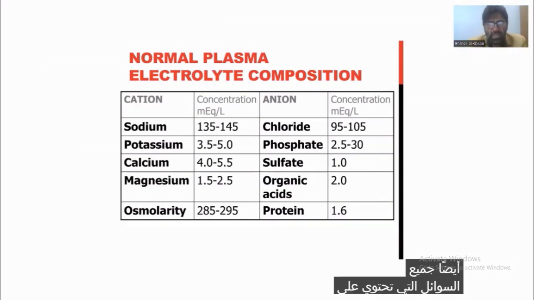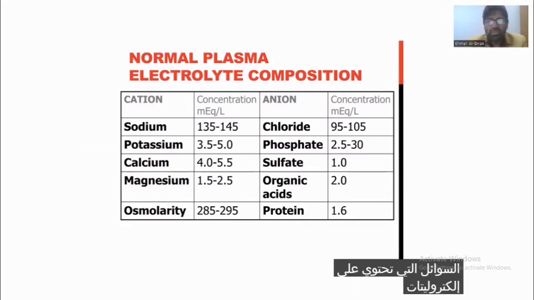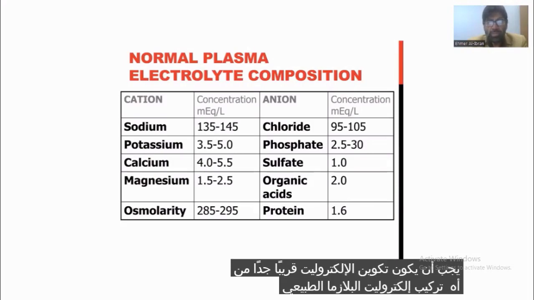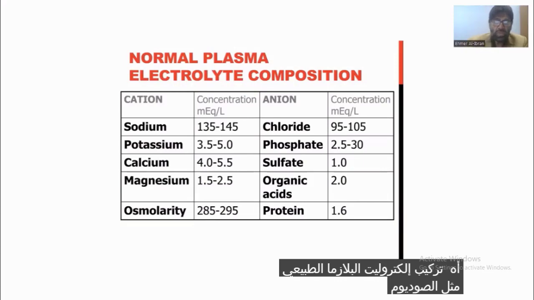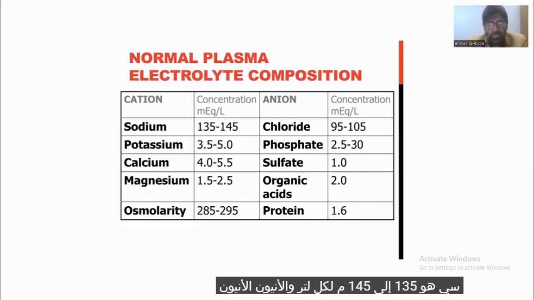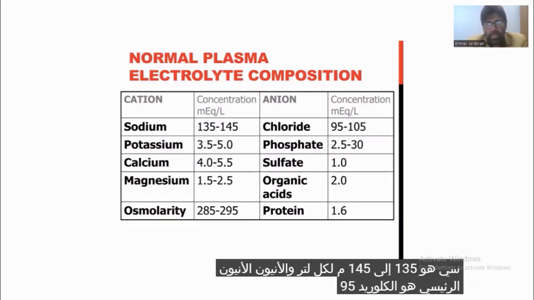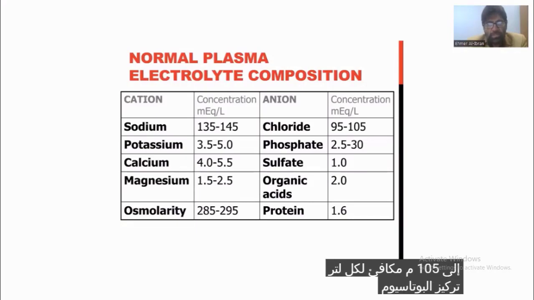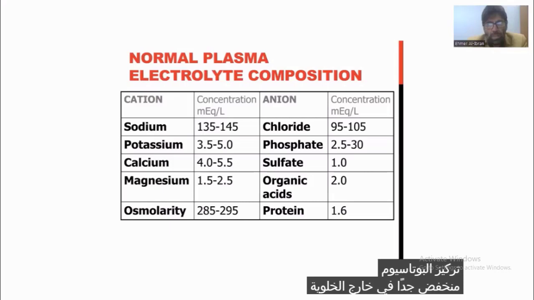All the fluids which are containing electrolytes, the composition of the electrolyte should be very close to the normal plasma electrolyte composition. Like sodium is the main cation. It is 135 to 145 milliequivalent per liter, and the main anion is the chloride, 95 to 105 milliequivalent per liter. The concentration of the potassium is very low in extracellular fluid.